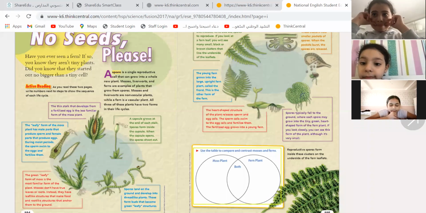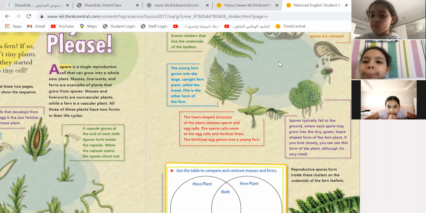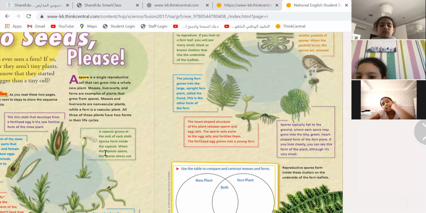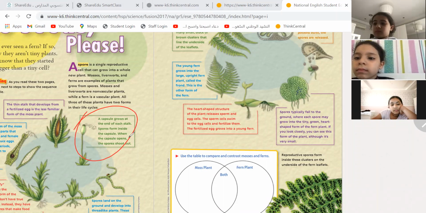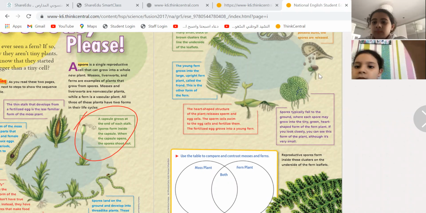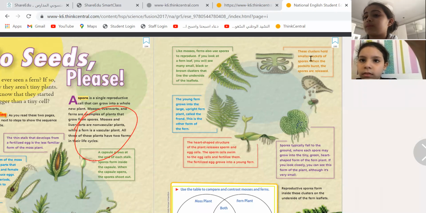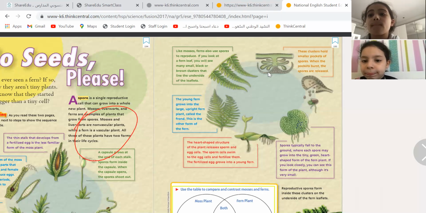Yes, very good. And this is about ferns. Ferns are just the same as mosses, but the difference between ferns and moss is that mosses have capsules, but ferns don't have capsules. See, this is the difference between the moss and fern. What do they have? Let's take a look here. They have clusters. These clusters hold smaller pocket spores. They're where they keep the spores.